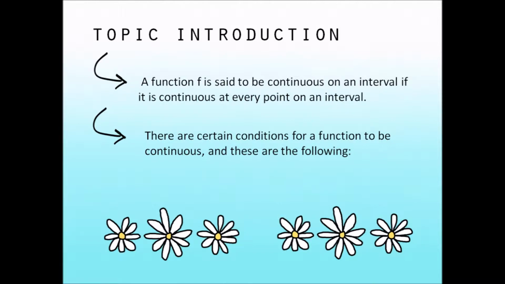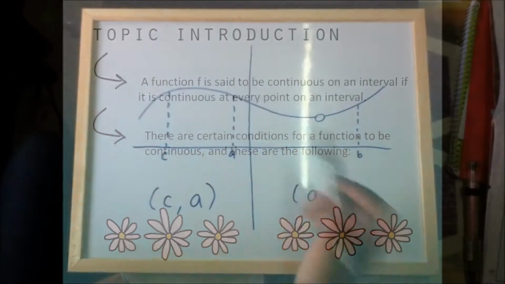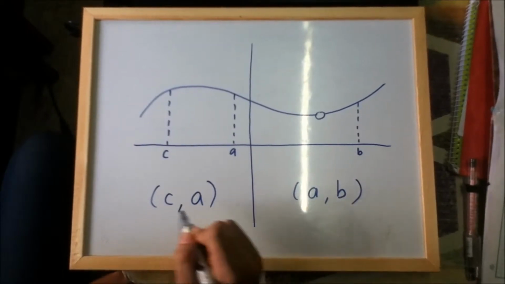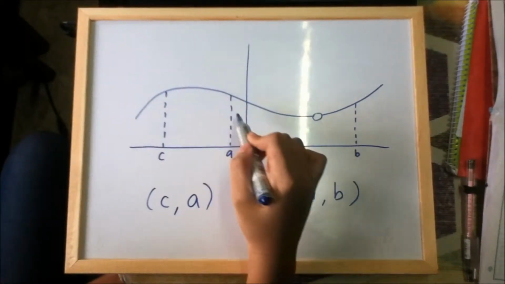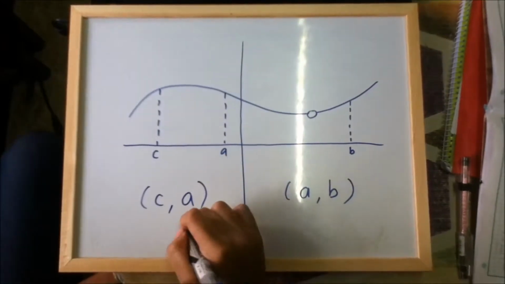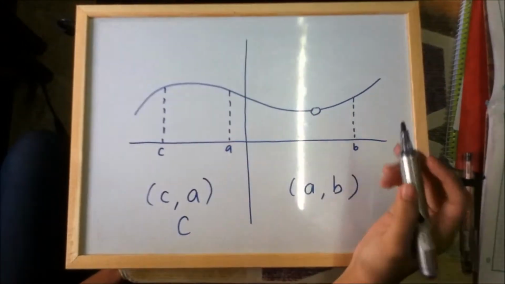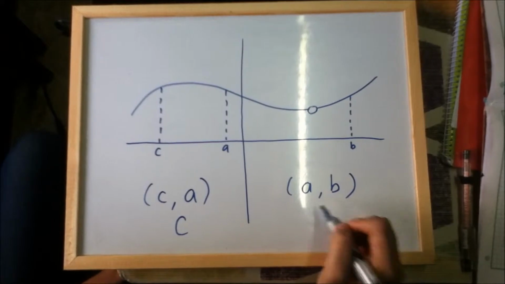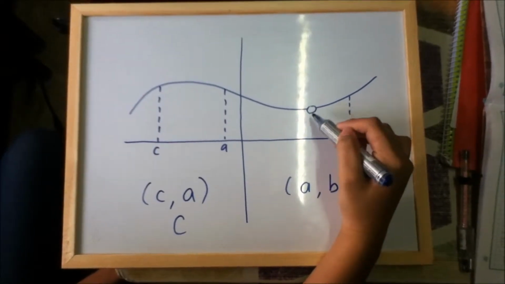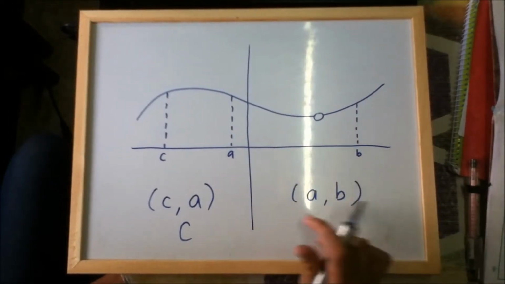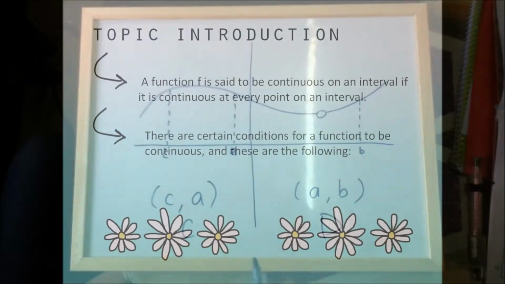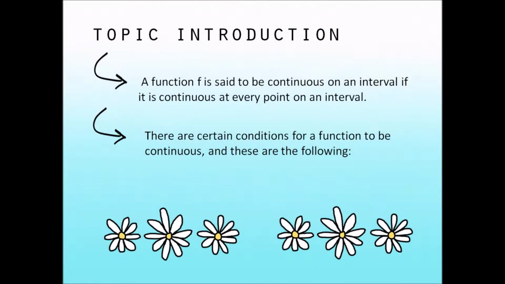Definition. A function f is said to be continuous on an interval if it is continuous at every point on the interval. For example, take a look at this graph. In this interval C to A, we can see that there are no breaks or hollow points, so we can say that this graph is continuous. However, on this interval A to B, there is a hollow point on this graph, so this interval is discontinuous. There are certain conditions for a function to be continuous, and these are the following.